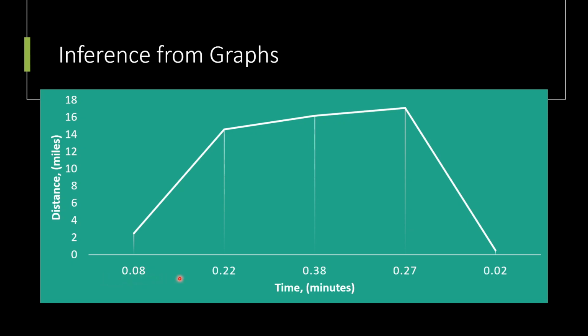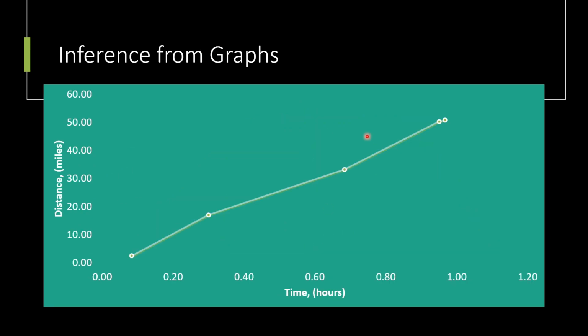So the time is increasing from 0.08, 0.022, it goes to 0.038. That should be hours and not minutes. That's my mistake. But the distance should be increasing, which is happening. Now the distance does increase, but the time has reduced. Once again, this should be saying hours rather than minutes. The time is decreased, so this doesn't make sense. This chart is not correct.